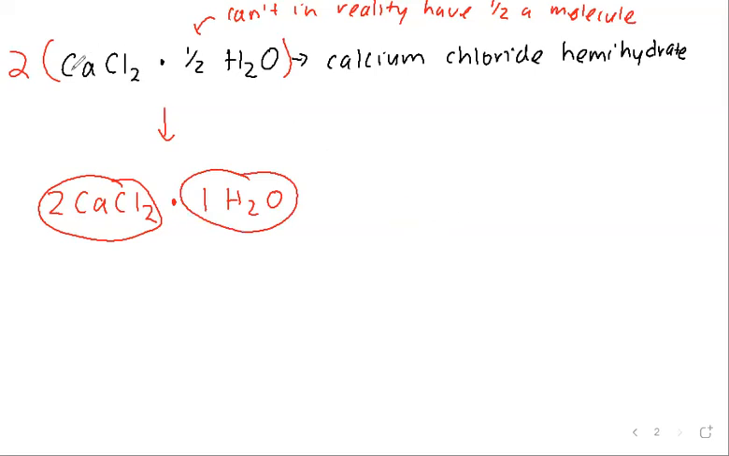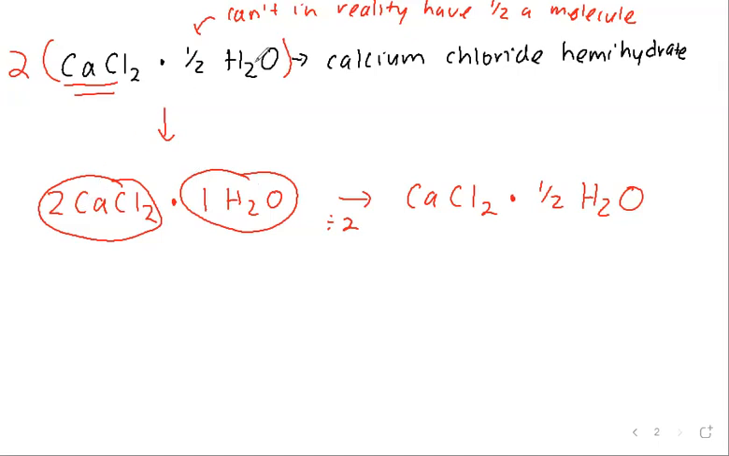But we always write hydrates so that the ionic compound is in the lowest possible factor, which means that this would be a 1 instead of a 2. So we have to divide everything by 2, which is how we end up with calcium chloride 1/2 H2O. But really what's happening is that for every 2 formula units of calcium chloride, we have 1 molecule of water associated with those 2 formula units of calcium chloride.